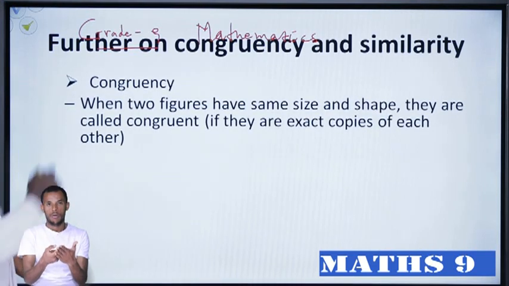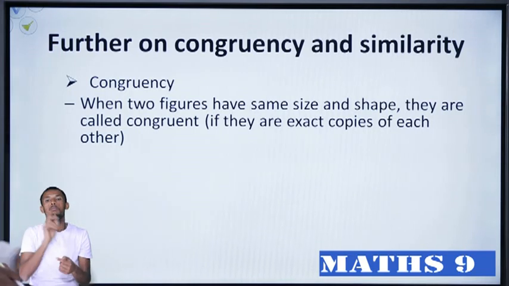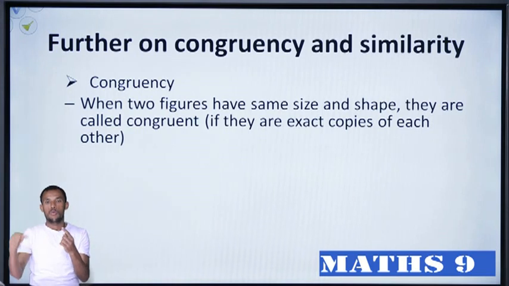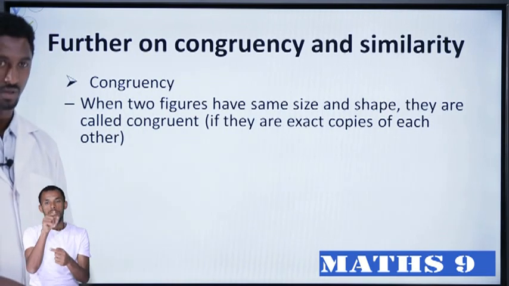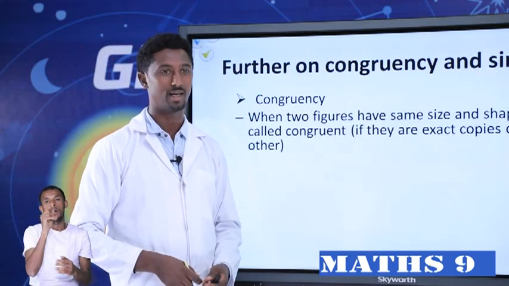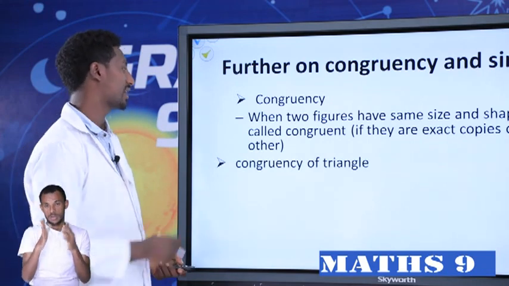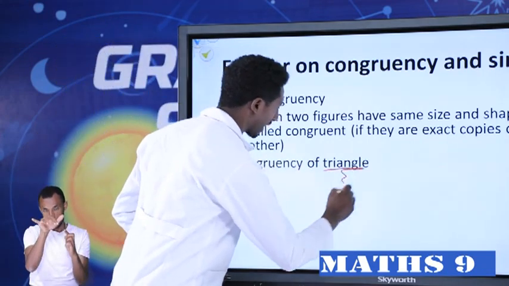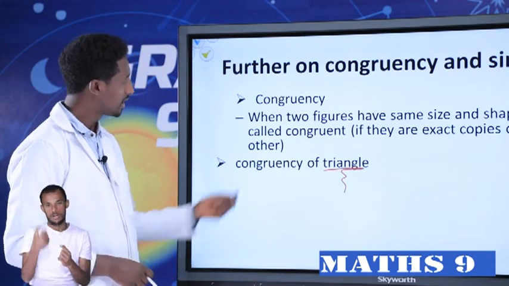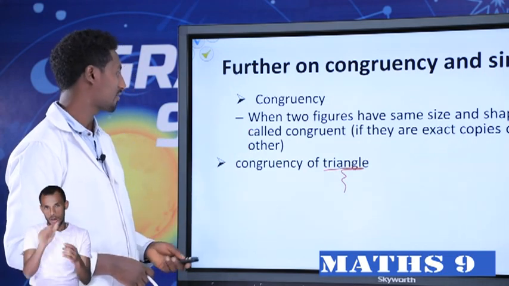Here, further on congruency, what's congruency? Two figures or two polygons are said to be congruent if they have the same shape and the same size, or if one is the exact copy of another. But here in detail we'll see how we can identify whether two triangles are congruent. The above is true for any polygon or any figure.